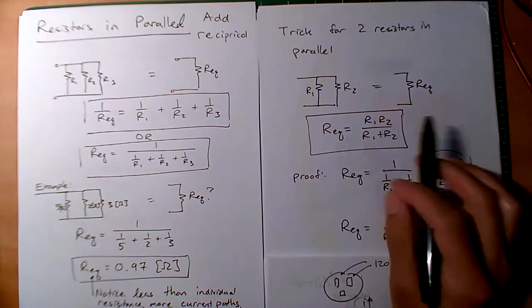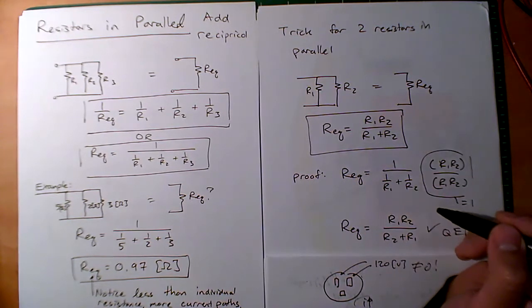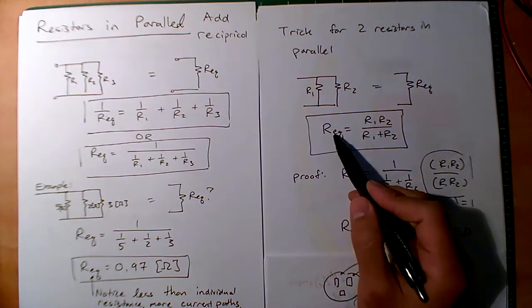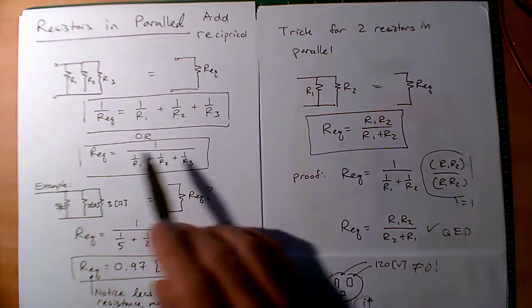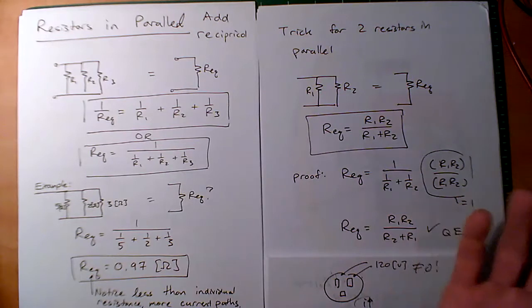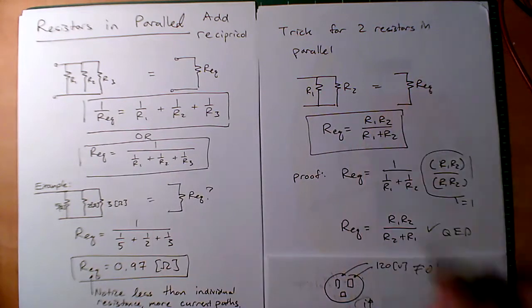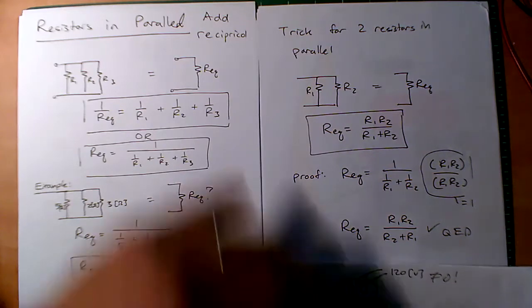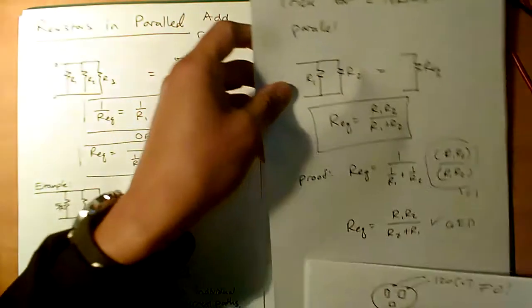a little trick that makes you just a little bit faster when you're doing your calculations, right? And it immediately gives you the answer in the numerator as well. This would too, but maybe in your calculator, it's just easier to punch this in versus punching this in. It's up to you. Either one's equivalent, but I just thought I'd share this trick for two resistors in parallel. Okay, let's keep going into the last part.